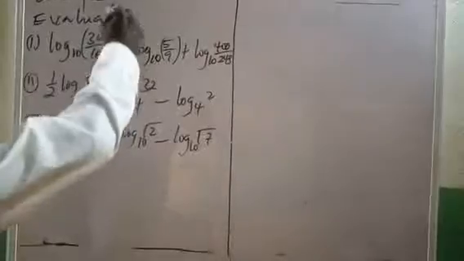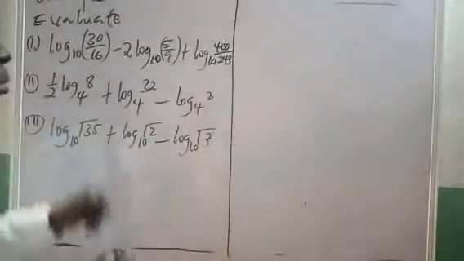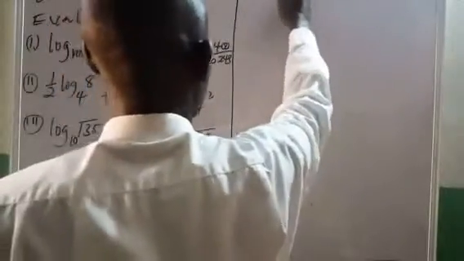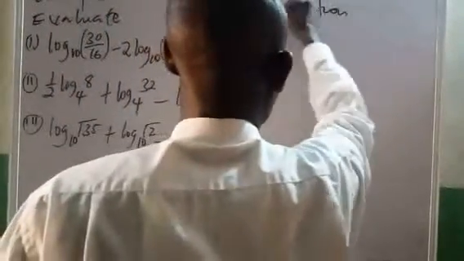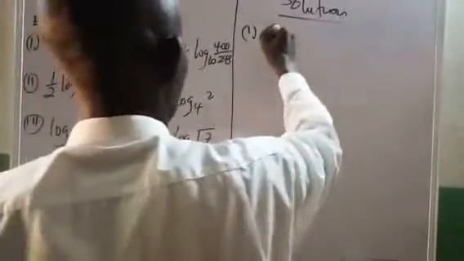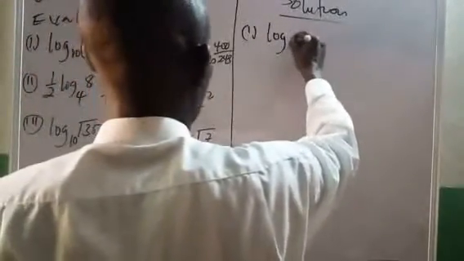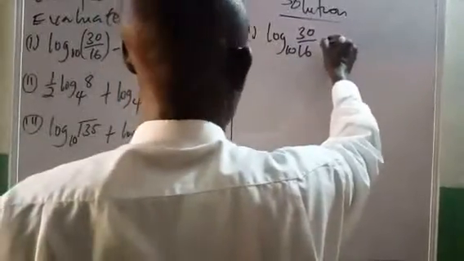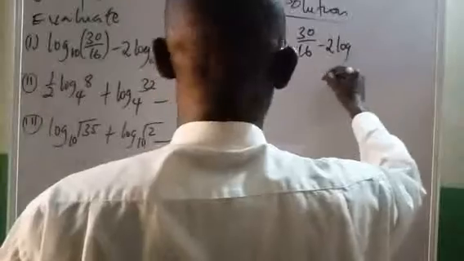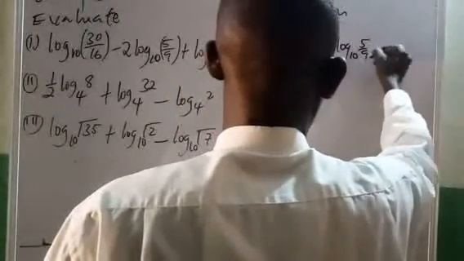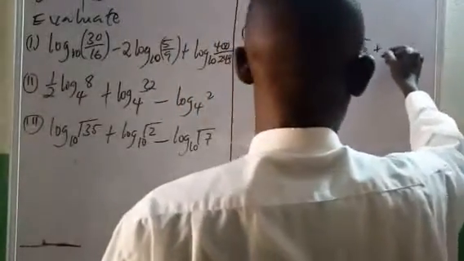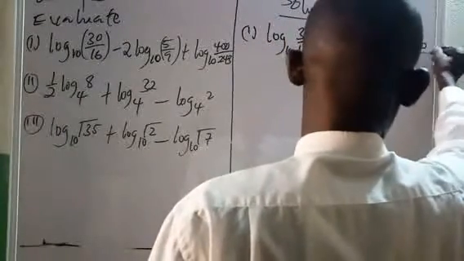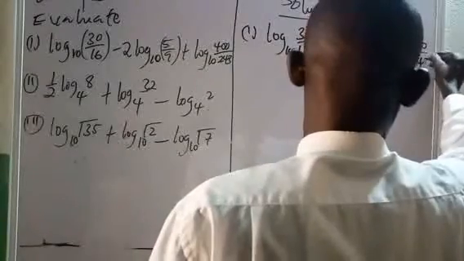The following, we have 1, 2, 3. Let's take them one by one. Number 1, solution. Number 1, we have log of 30 over 16 base 10, minus 2 log base 10 of 5 over 9, plus log base 10 of 400 over 243.